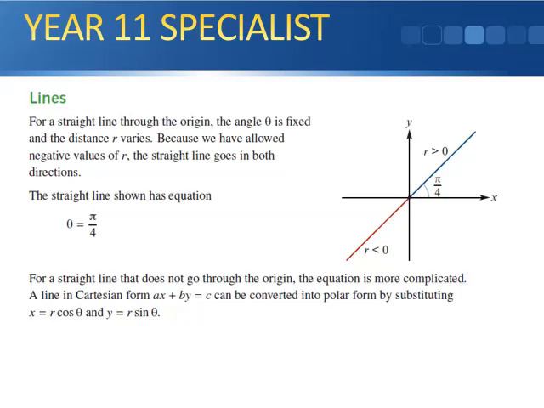Straight lines. Now, there's the angle theta. We should remember a straight line through the origin: the angle is fixed and the distance r varies, because we're allowed to have negative values of r. The straight line goes in both directions. For a straight line that does not go through the origin, it's a little bit more complicated. Then we have this form of the Cartesian equation and we get converted to this form of the polar form.